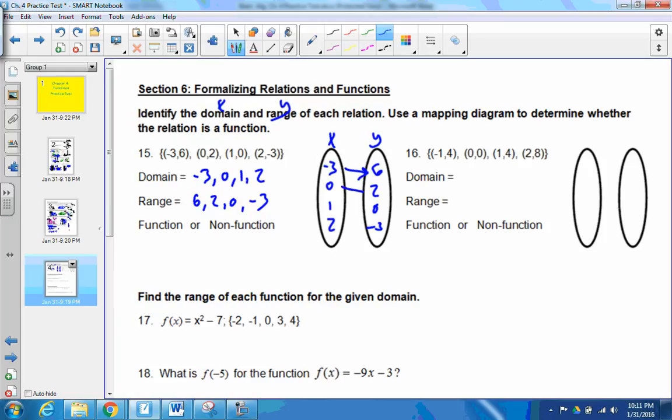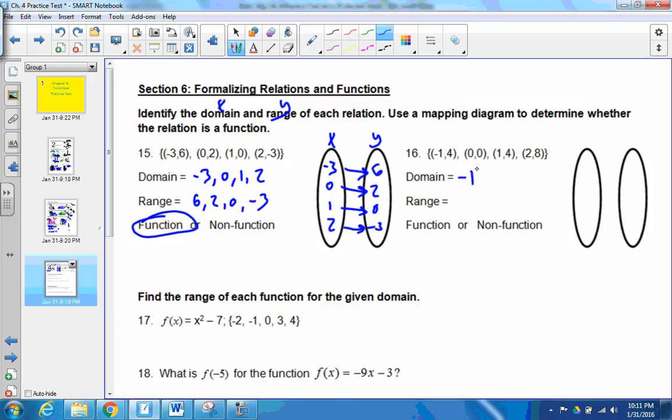So you draw your arrows. They're all 1 to 1. That means it is a sure sign that it is a function. If you graphed all 4 of them and tried the vertical line test, you'd know that it's a function.